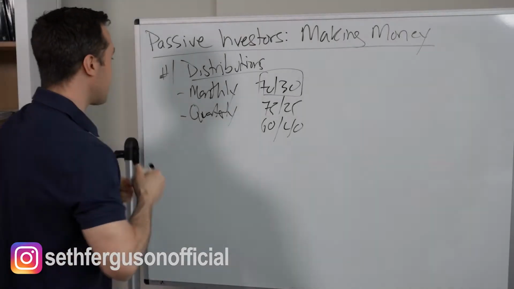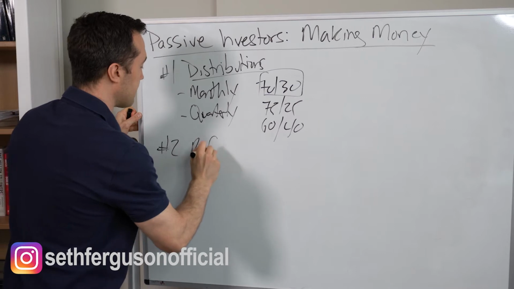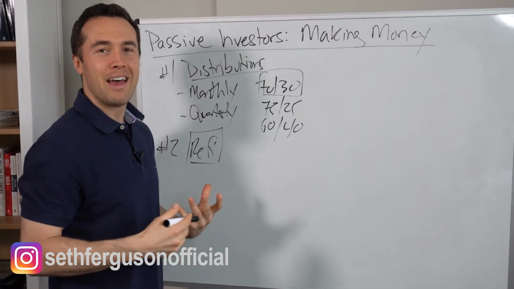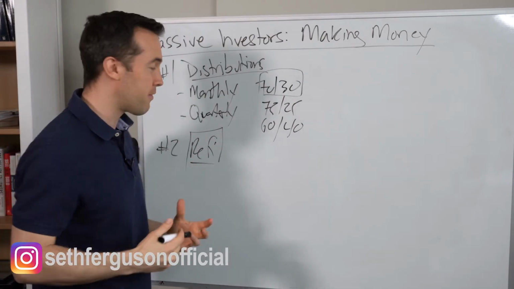The second way passive investors make money in a syndication is through refinancing, a refi. This is more of a return of capital than profit, but I wanted to keep it in here because it's an important piece of the puzzle.